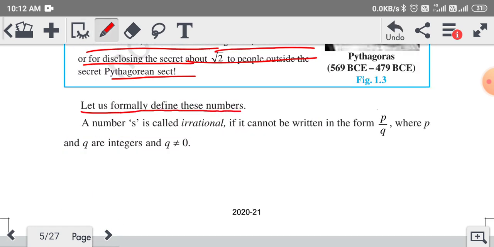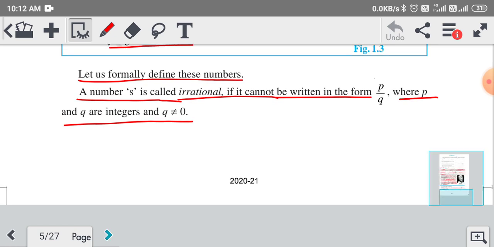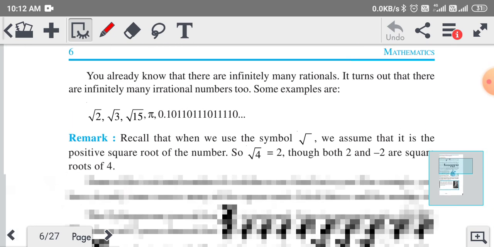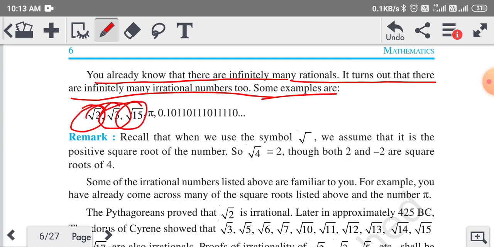Okay, let us formally define these numbers. A number s is called irrational if it cannot be written in the form p upon q, where p and q are integers and q is not equal to 0. You already know that there are infinitely many rationals. It turns out that there are infinitely many irrational numbers too. Some examples are root 2, root 3, root 15, pi, 0.10110111..., and so on.